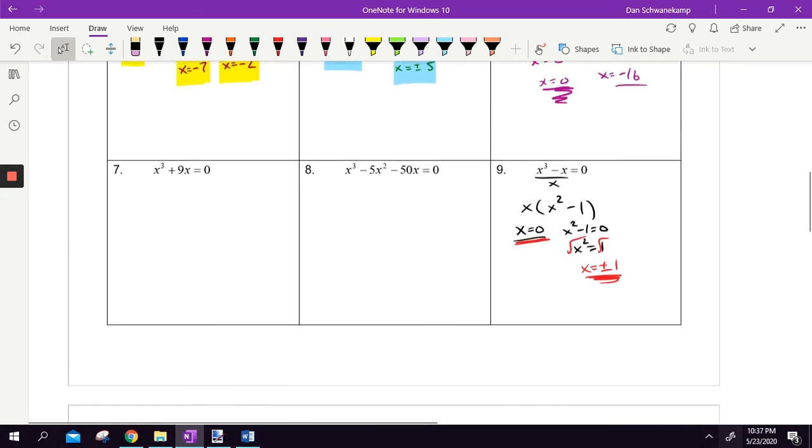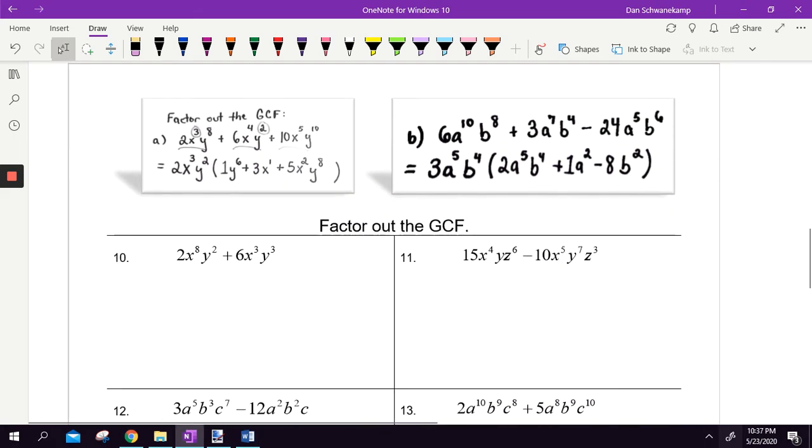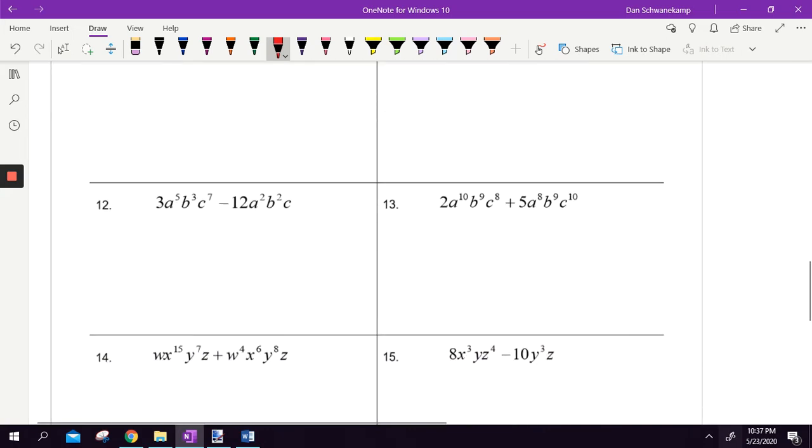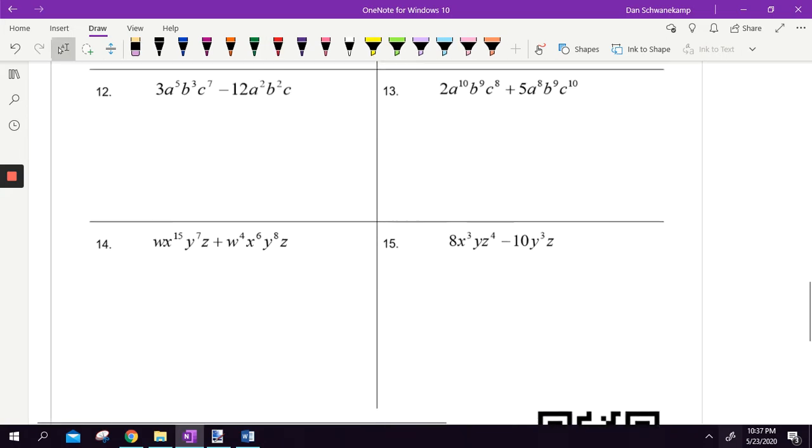We could do all of them. I think we've done enough, though. Let's go to the back side. So we're going to factor out the GCF. Same thing we did on the front side. The only difference is we're doing multivariable here. And so we've got x's and y's and z's and a's and b's and c's. It's not that much different.